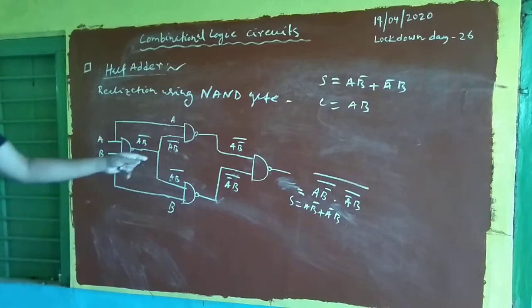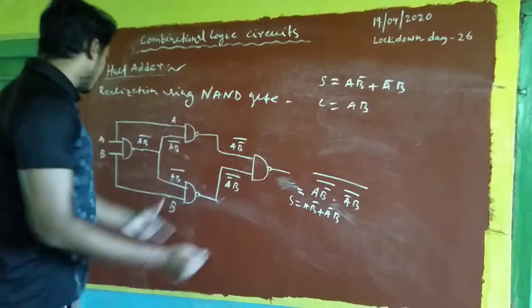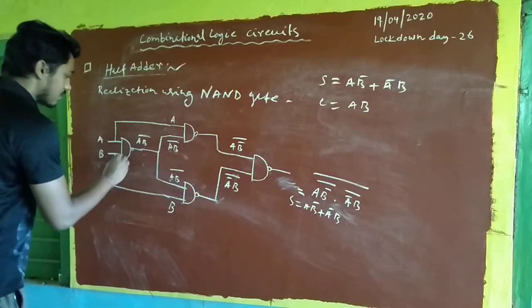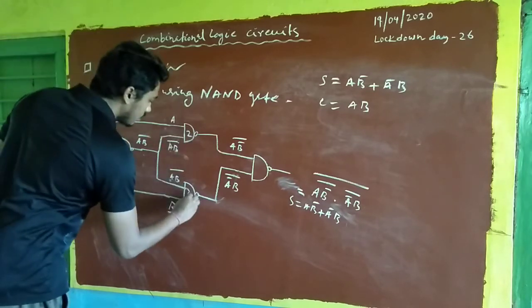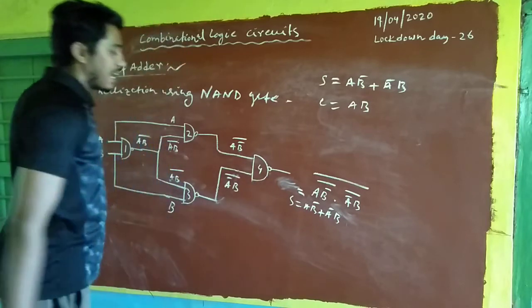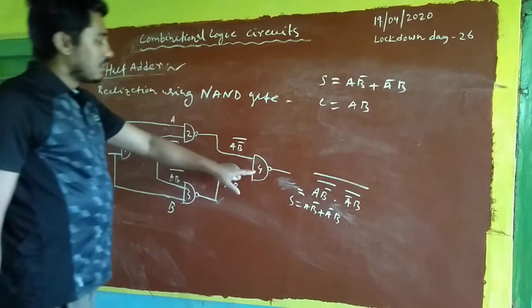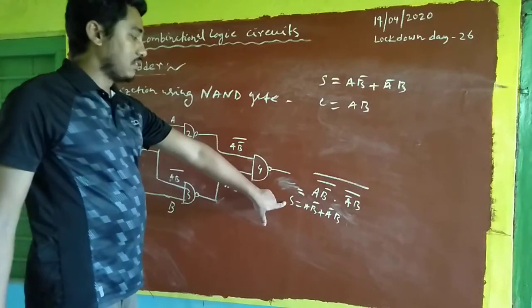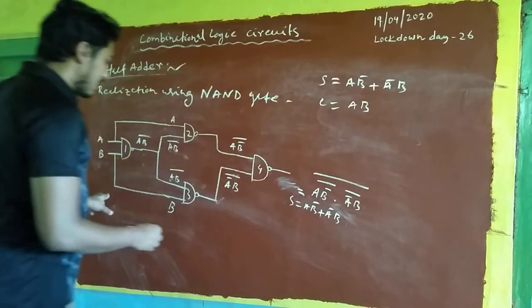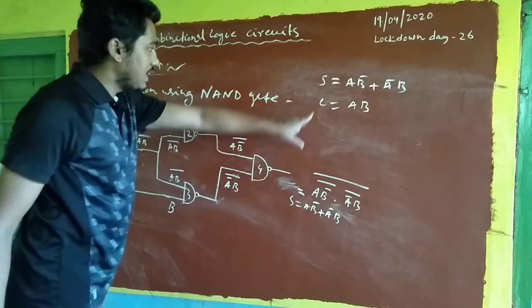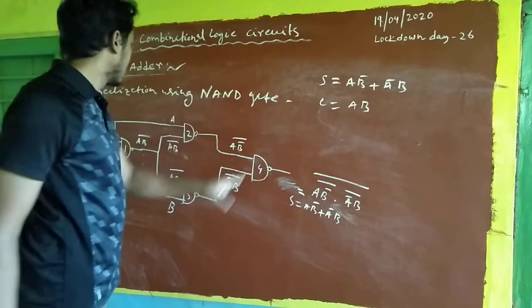Now you may ask how this is coming. Obviously we will check here. If we number them 1, 2, 3, 4, four NAND gates are used here for designing the half adder circuit. Okay. Now here also one thing you must notice: we need to design C. C is what? AB.